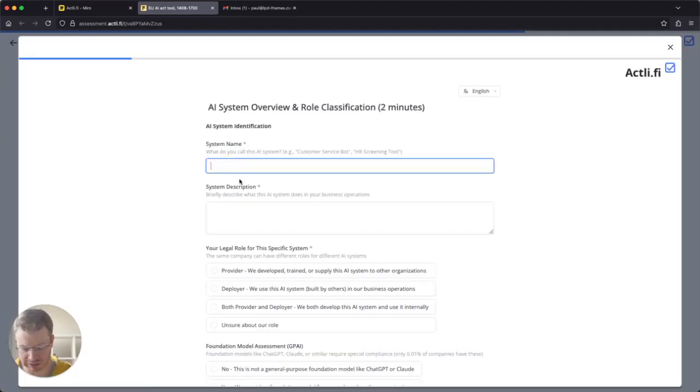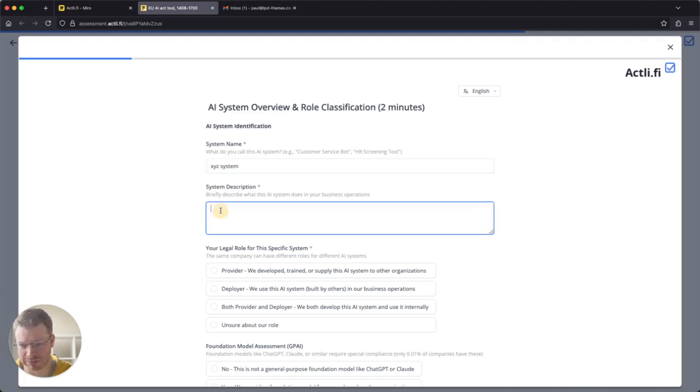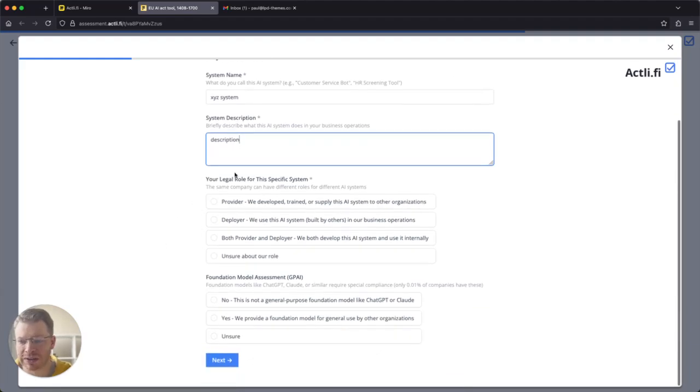Okay, I will give it a name, XYZ system. You will have to fill in all information about your particular system. Just give a proper description. I will not spend time on this. Now we have to select the legal role for this specific system.